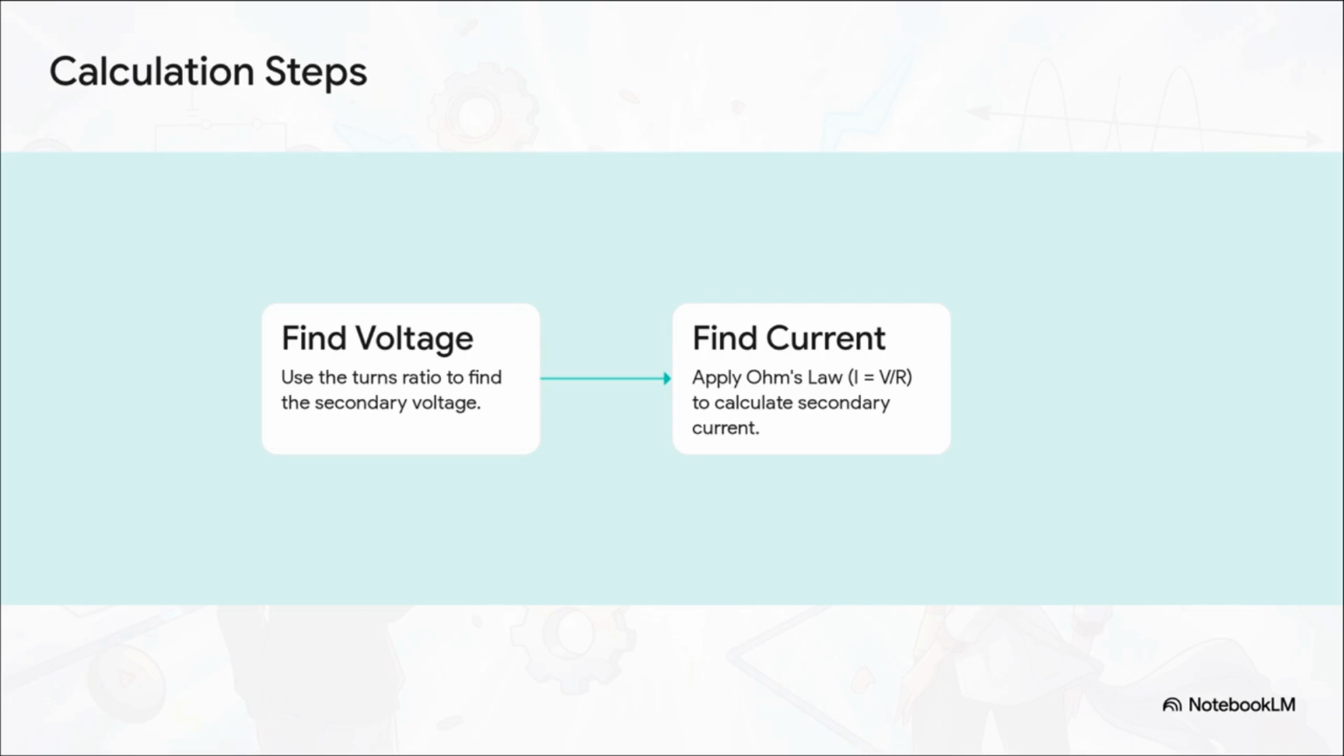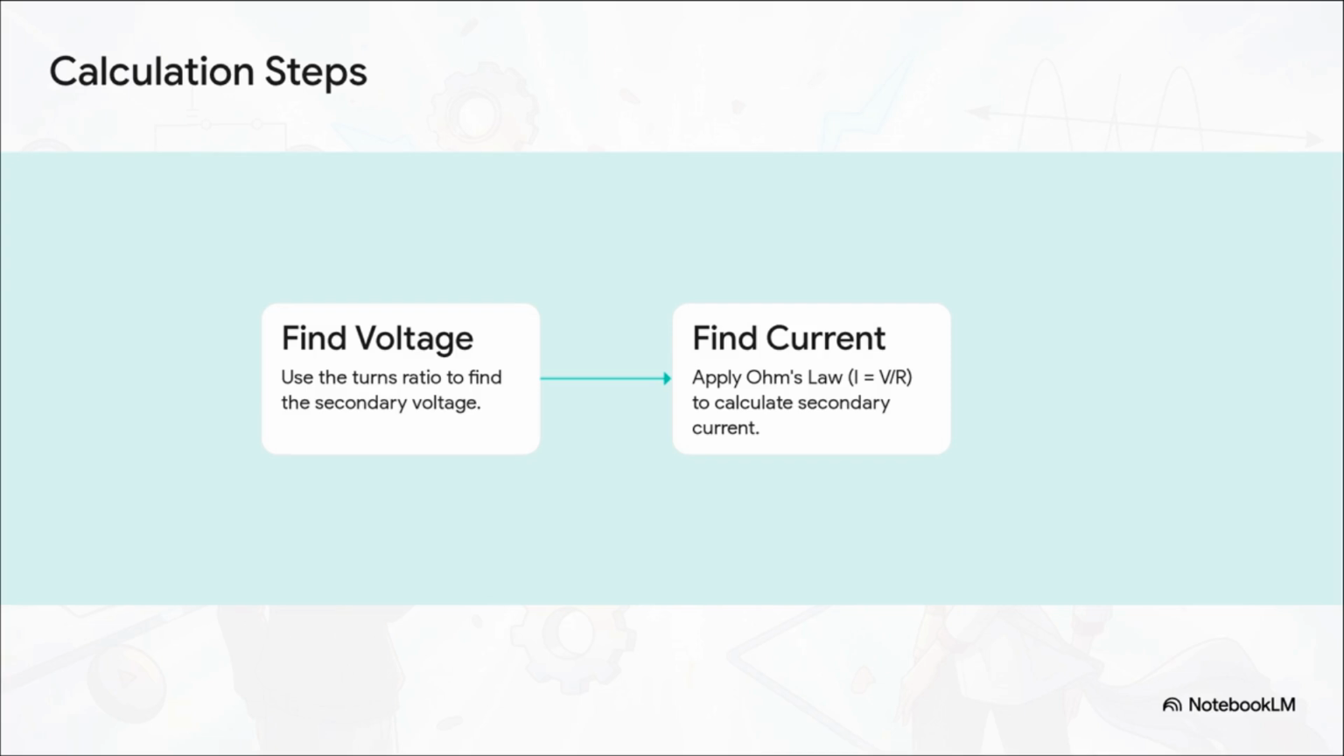Here's your bulletproof roadmap for these problems. Step 1. Look at the 1 to 3 turns ratio. That second number is bigger, so boom, common sense check, it's a step-up transformer. The secondary coil has 3 times the turns, which means the voltage has to triple. We use the turns ratio to find the secondary voltage. 200 volts times 3 gives us a secondary voltage, Vs, of 600 volts.